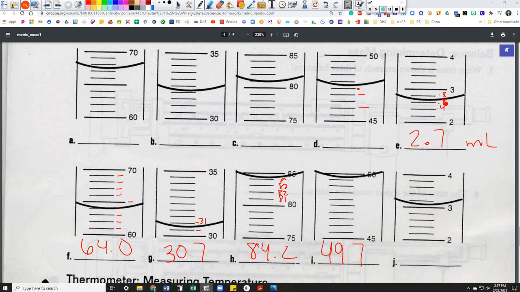All right, and the last one, Mackenzie. And the reason why is because that right there is 3.2. So it's between 3.1 and 3.3. All right. Last thing is the temperature.